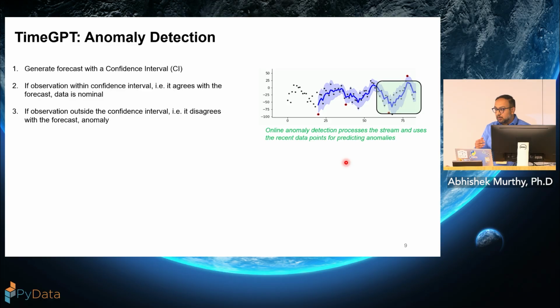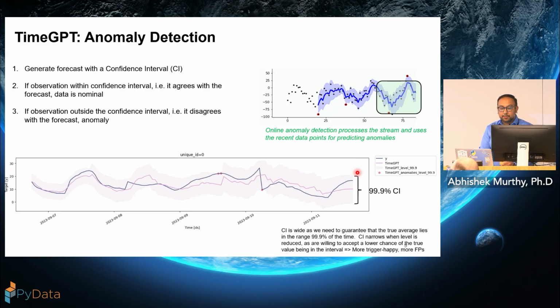Right? And remember, you're not training a forecasting model here. That comes with the TSFM. So you forecast the data point. If the observation disagrees with your forecast too much, then most likely it's an anomaly, right? So how do we characterize too much difference? It's done using confidence intervals. And this is an example that we'll look later in the slide.